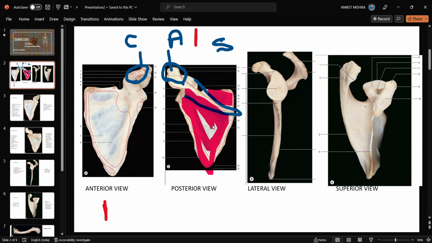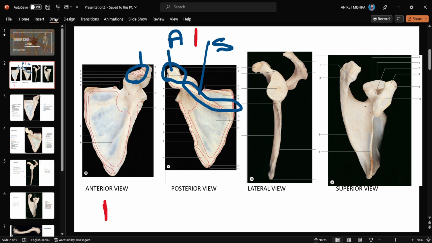If we talk about the acromion process, this is the structure. This is the acromion. The acromion has two borders, medial and lateral, and two surfaces. A major feature is that it has a facet for the clavicle bone, and forms the acromioclavicular joint with the lateral side of the clavicle.